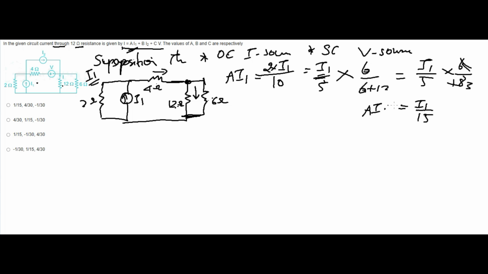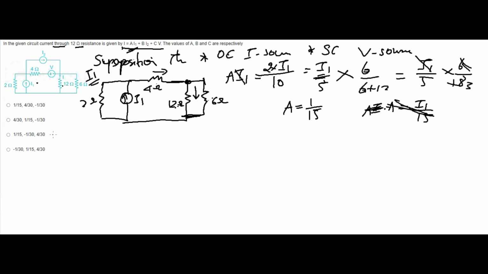So I1 is equal to, you are considering A, is it right? So you take the I1. So A is equal to 1 divided by 15. Otherwise you can cancel the I1 on both sides. So finally A will be equal to 1 divided by 15.